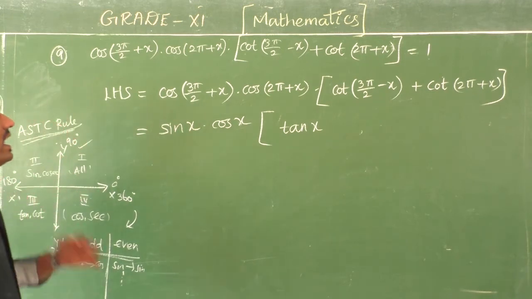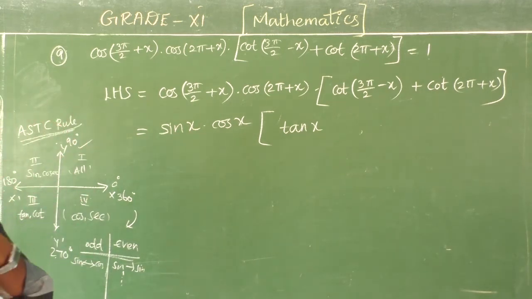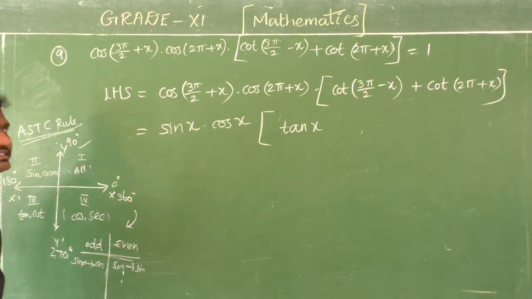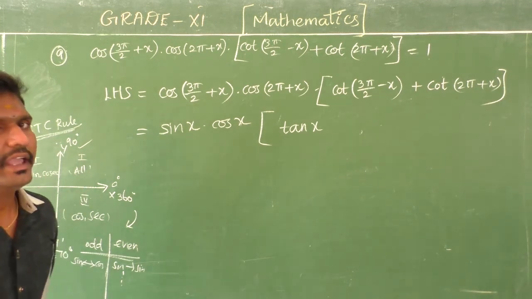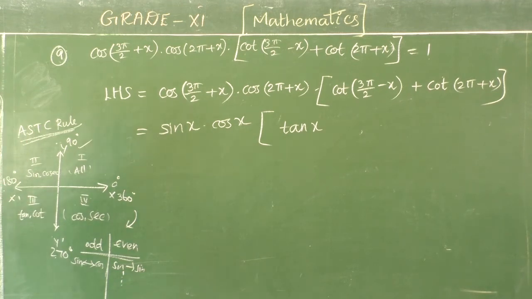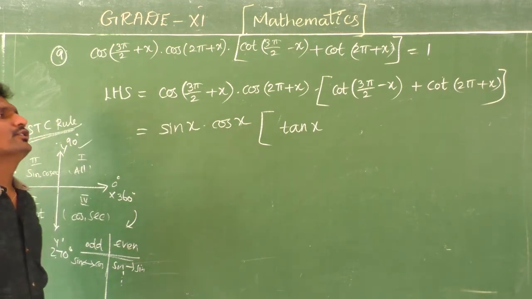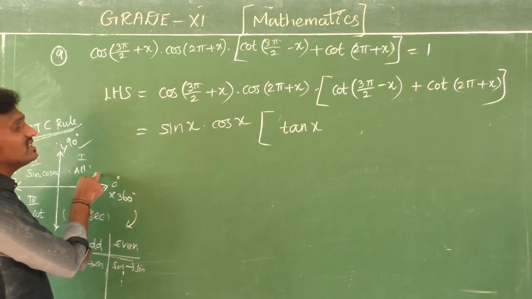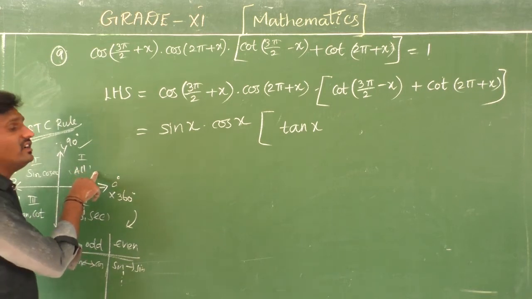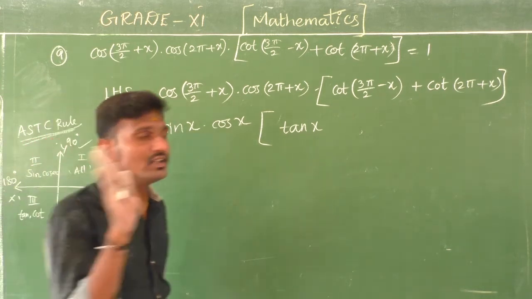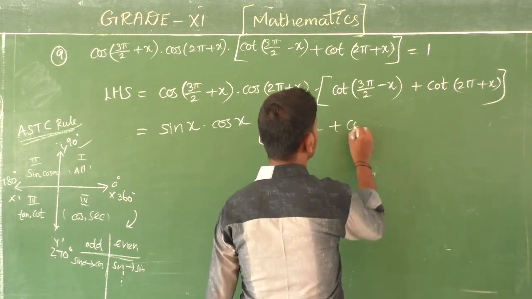Yes? Okay. And cot(2π + x): what is its value? 2π means 360. 360 is even, so 360 plus x is in the first quadrant, where all are positive only. So it will be the same, cot x.